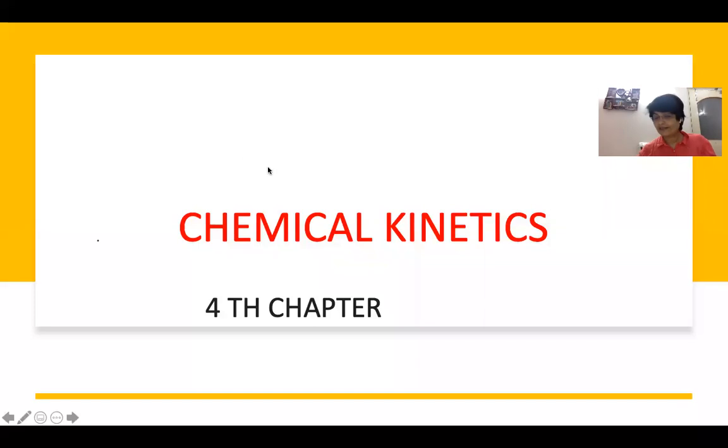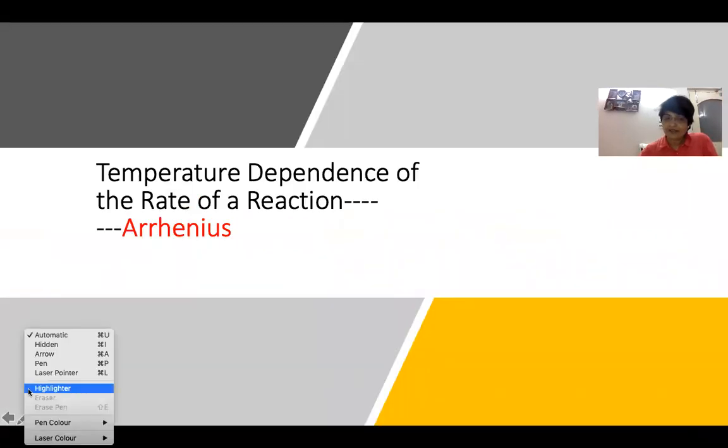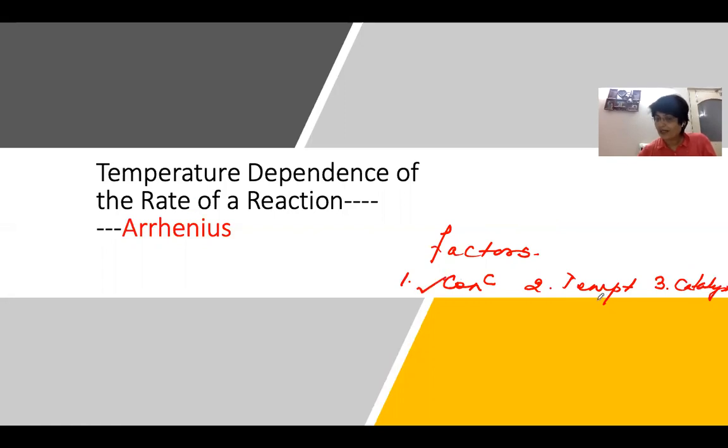As we know, in this chemical kinetics chapter, what do we have to take here? We have to discuss factors affecting chemical reactions. You can recall those factors are concentration, which we have already discussed, second is temperature, and third is catalyst. The next factor which we have to take here is temperature.